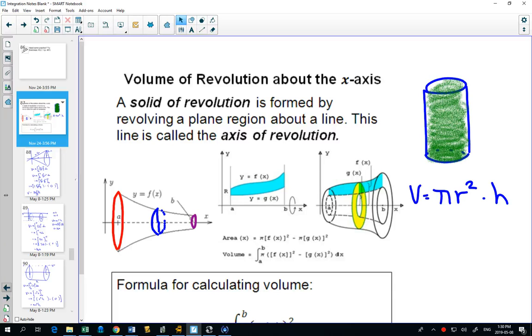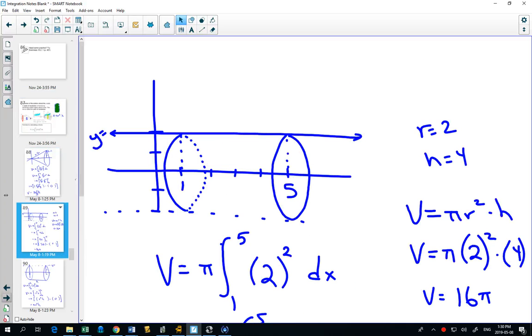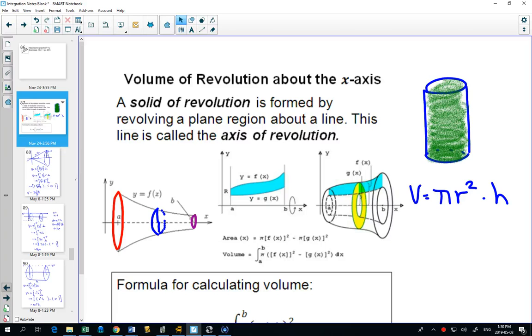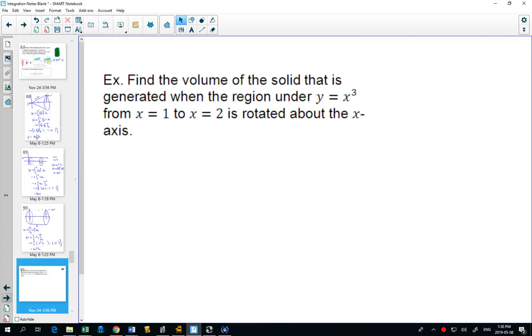Okay, so let's look at a couple of questions. I won't get off topic yet. We'll do some regular questions first, then we'll talk about, if we have time, Gabriel's horn. Cool math problem.